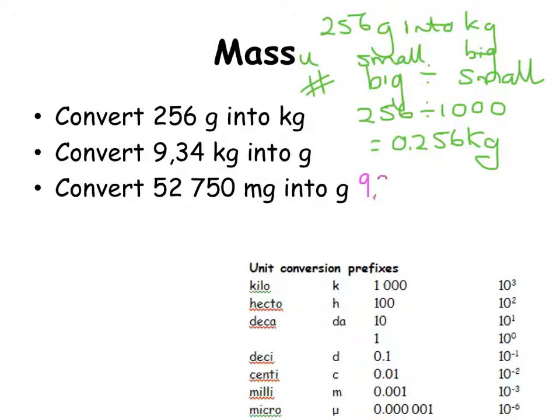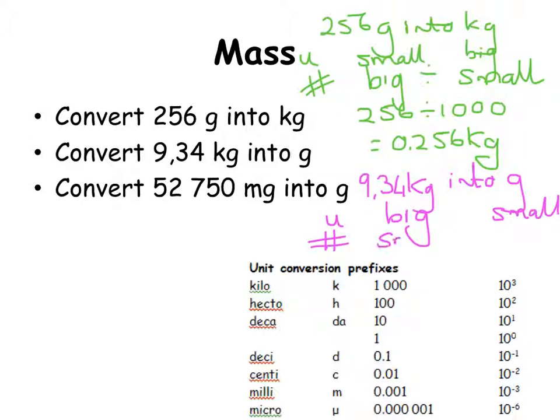If I need to go from kilograms into grams, let's do that quickly. So I've got 9,34 kilograms into grams. My unit, 1 kilogram, is big when I compare it to 1 gram, which is small. So what will happen to the number? The number will go from small to big. What do I do? I multiply. I then take a look at my prefix, kilo, and nothing. The conversion factor is 1,000. So I am going to go 9,34 times by 1,000, and I land up with 9,340 grams.